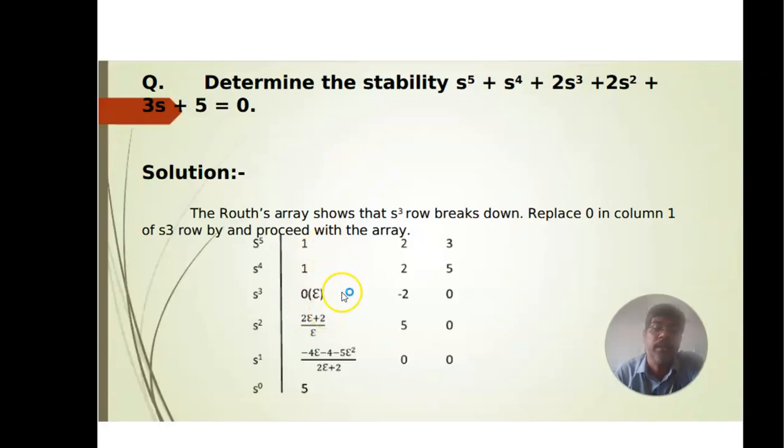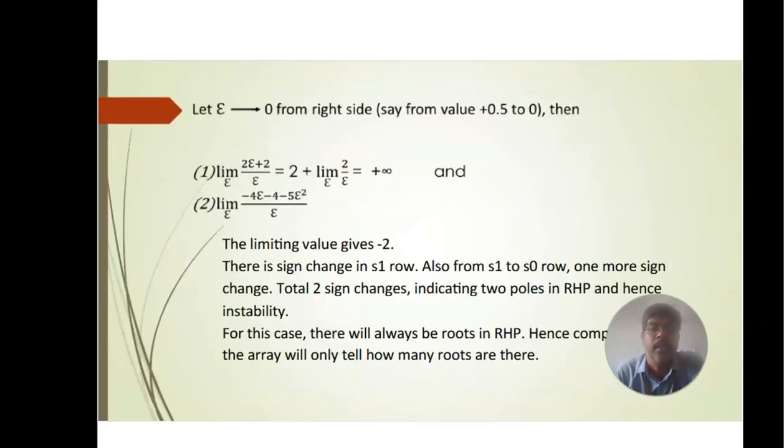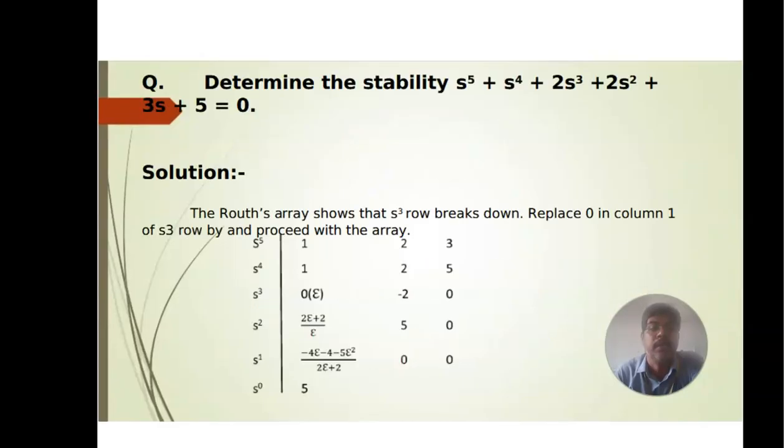After completing this, we can take the limit as epsilon tends to 0. Then we can find the first column of the Routh array. If there are any sign changes, the system is unstable. Let us see here. For the S power 3 row, as epsilon tends to 0, this value is 0. In the next row, 2 epsilon plus 2 divided by epsilon. Now letting epsilon tend to 0, this value is infinity.